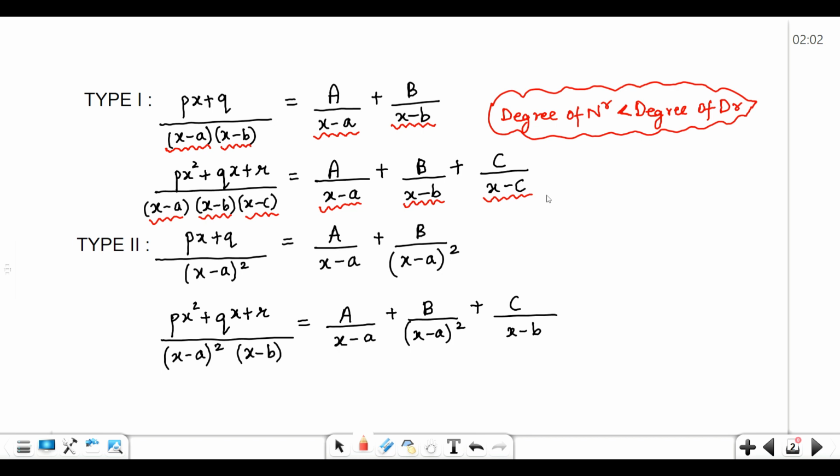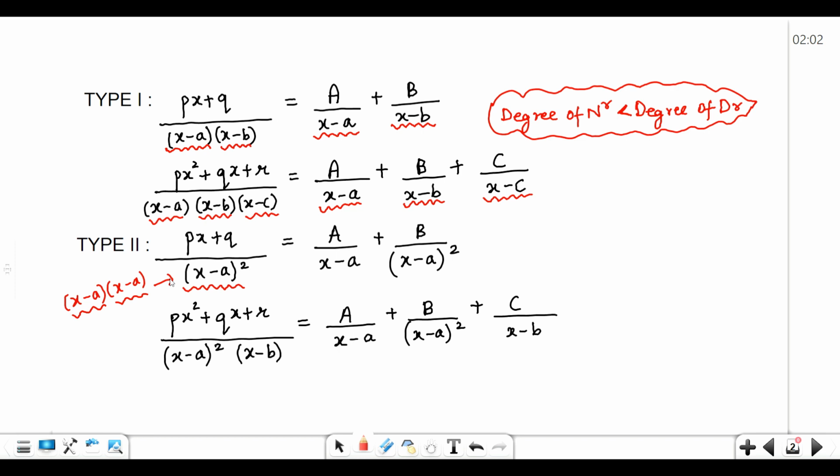Now let's move on to the type 2. In the type 2, we have the numerator as px plus q, and in the denominator we have x minus a the whole square. This means that we have x minus a multiplied by x minus a. So we have two terms of x minus a. We say that the denominator is repeated. So here x minus a is repeated two times.